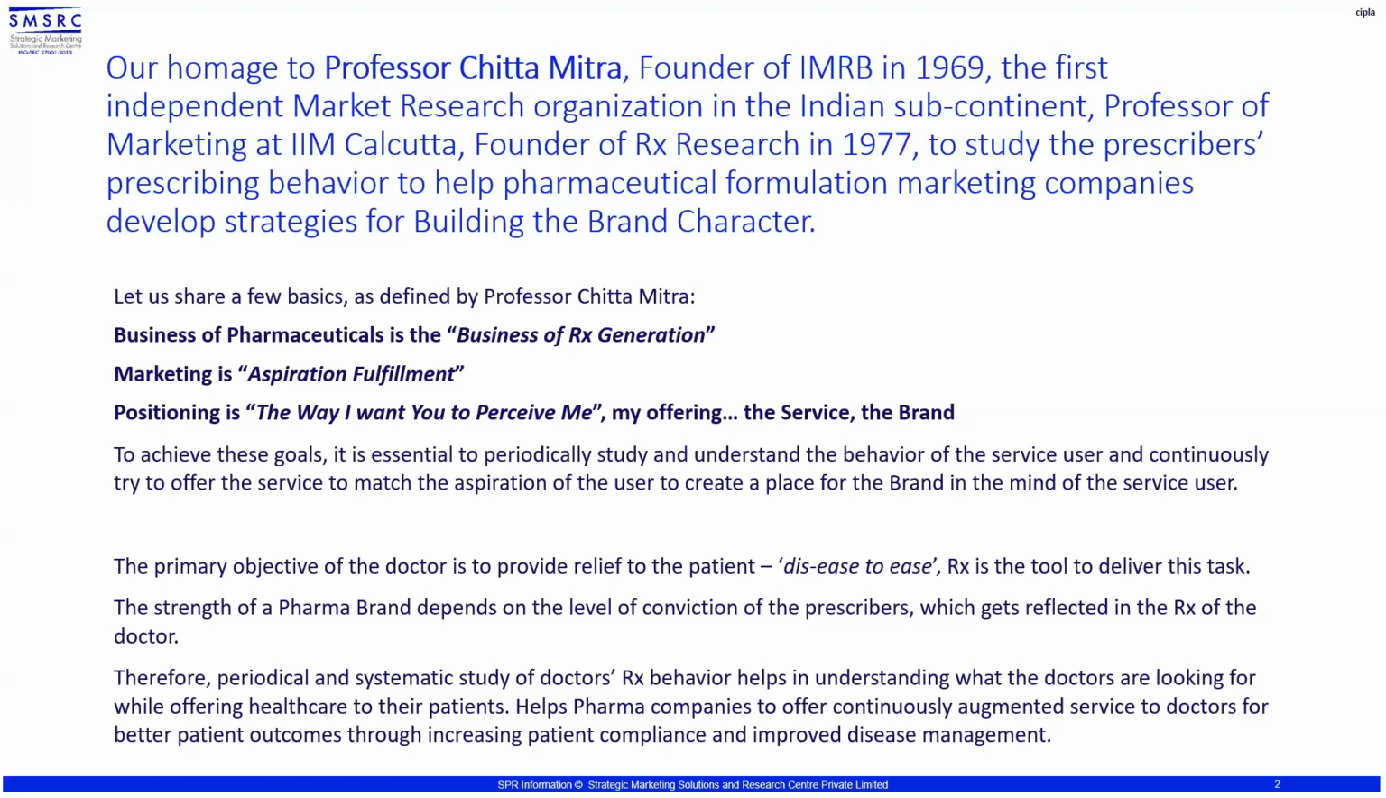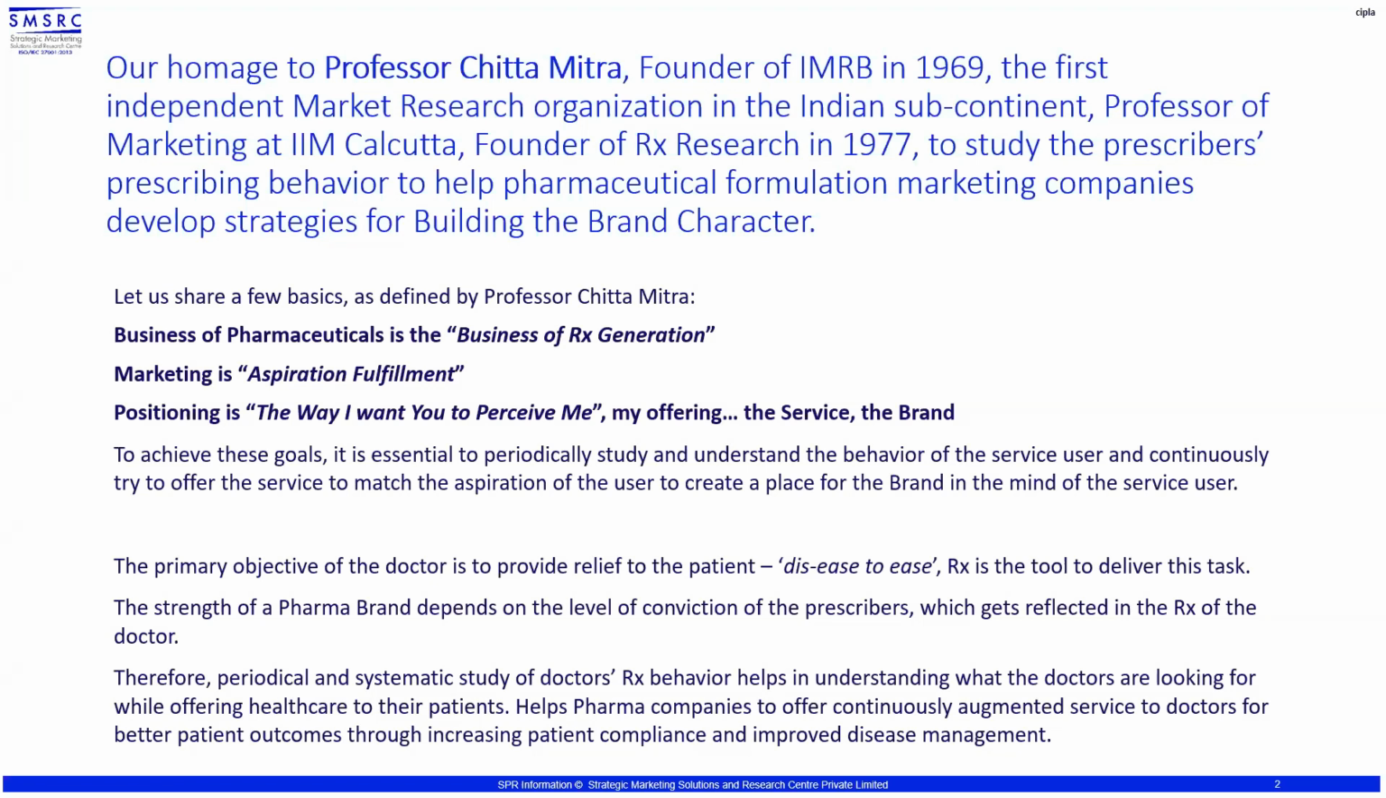And when we define the user, the art and science of segmenting the user will make the product more successful or less successful. And he also used to define positioning as the way I want you to perceive me, not the way you perceive me. So the task of positioning is in the hand of the marketeer and not on the receiver. My offering, my service, my brand, the brand.